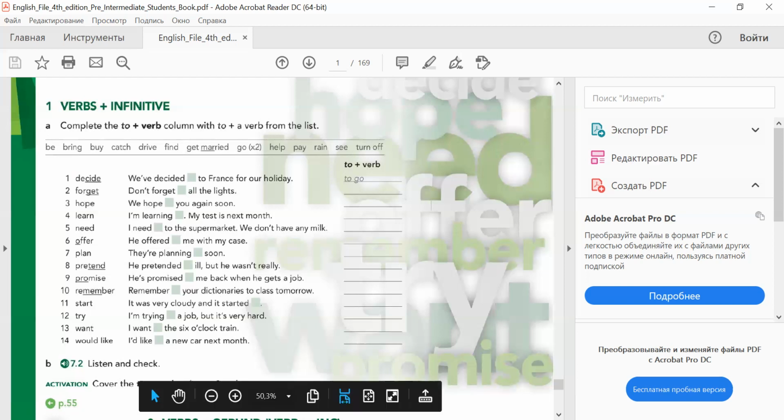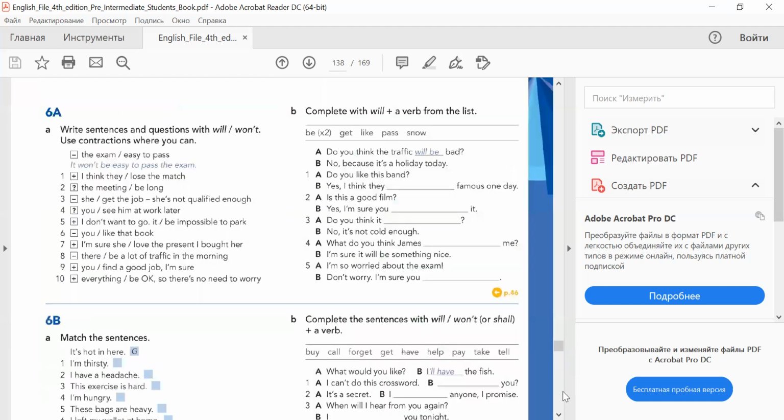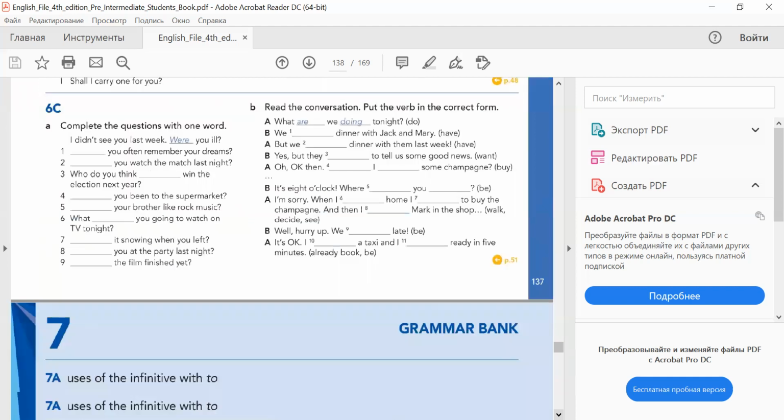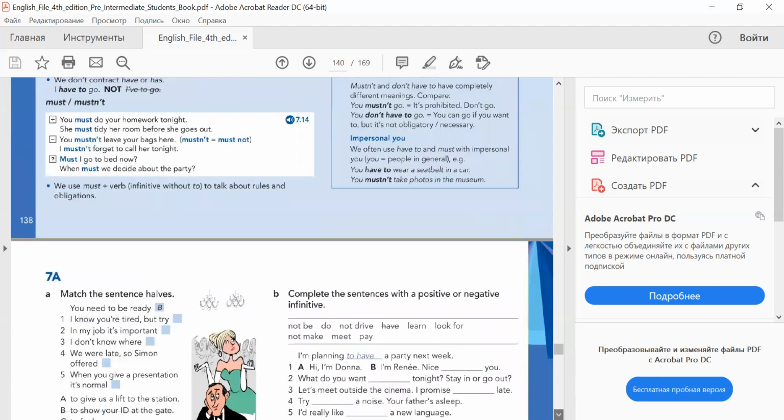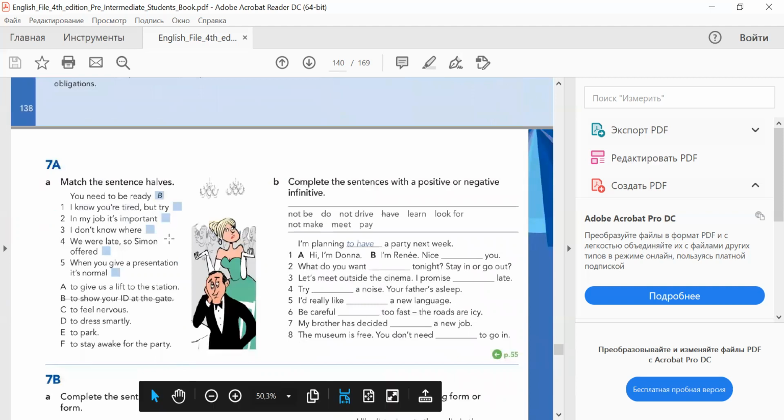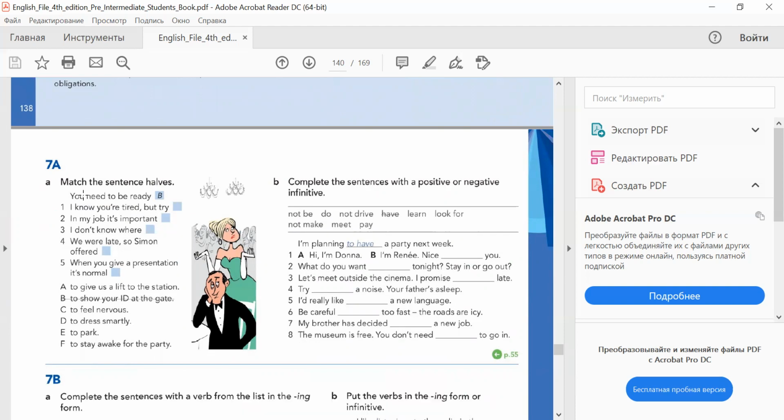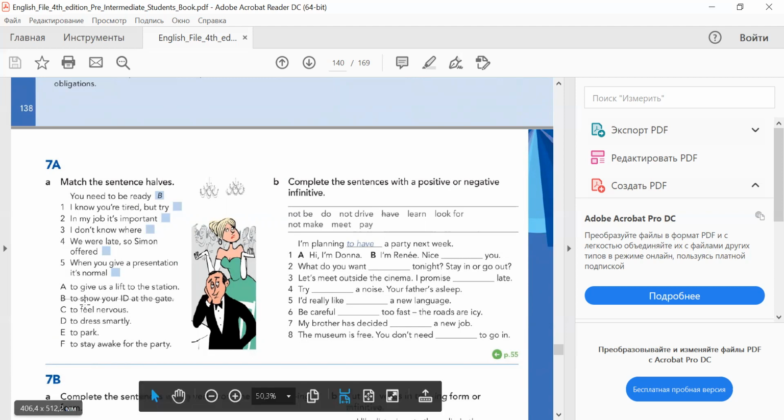And now let's go back to our practice exercise. And let's practice some exercises with infinitive. So, exercise A, match the sentence halves. Нам нужно будет соединить половинки предложения. So, for example, you need to be ready. It's B, to show your ID at the gate. ID – это удостоверение личности. Next one. I know you're tired, but try. И выбираем отсюда.